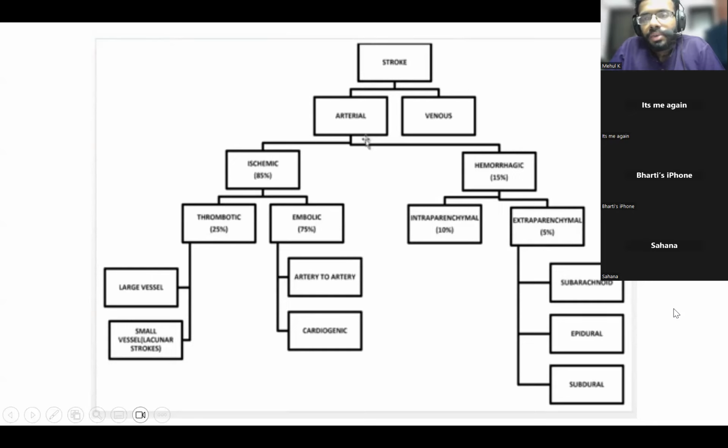Coming to classification of stroke. We classify strokes into two: ischemic strokes and hemorrhagic strokes. Which one is more common? Ischemic strokes are more common, around 85% as per our textbooks. Hemorrhagic strokes are like 15%, but unfortunately, hemorrhagic strokes are generally far worse when it comes to mortality and morbidity.